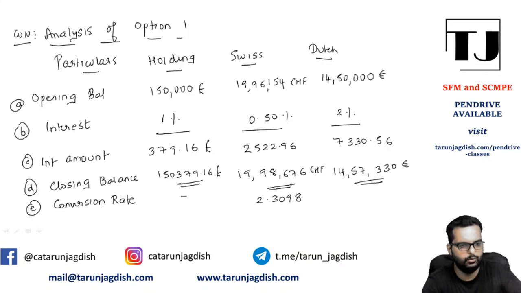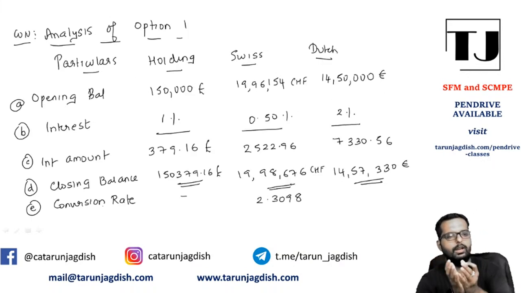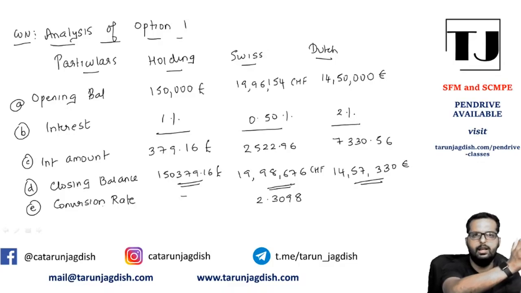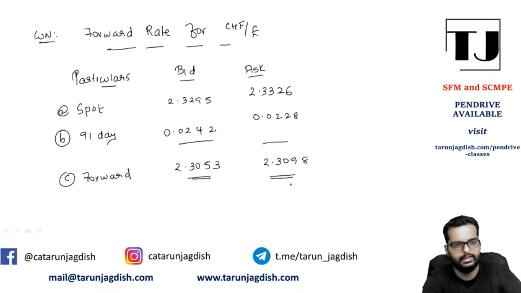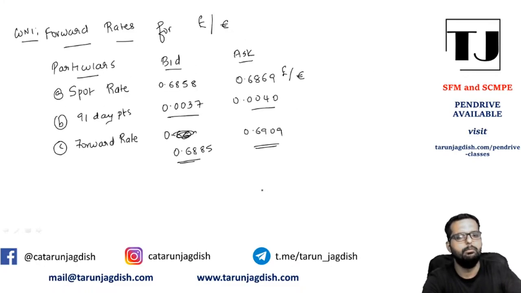Yes, sterling per euro. So once it's sterling per euro, what will I do? I will give the euro to the bank and the bank is going to buy euro. Euro being the commodity, it will be the bid rate. So what is the bid rate after 90 days that we have? Bid rate after 90 days is 0.6885.